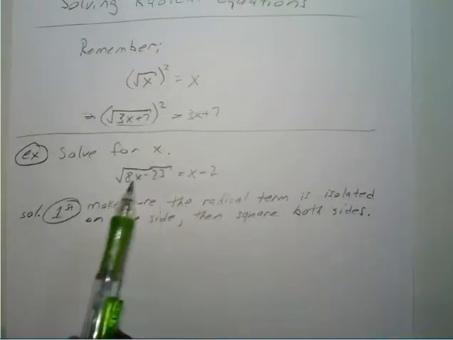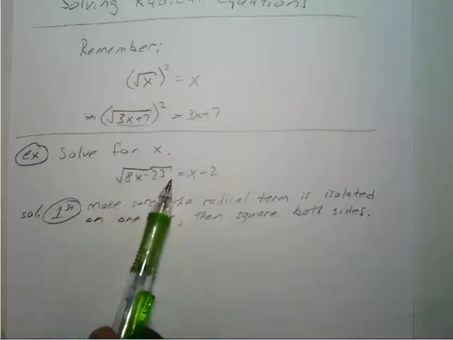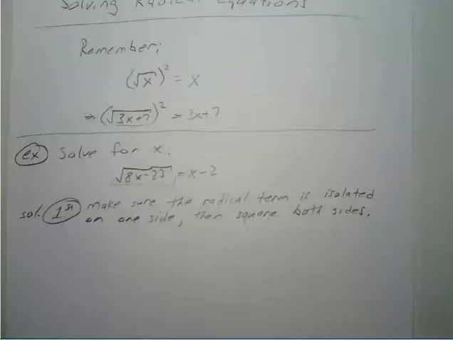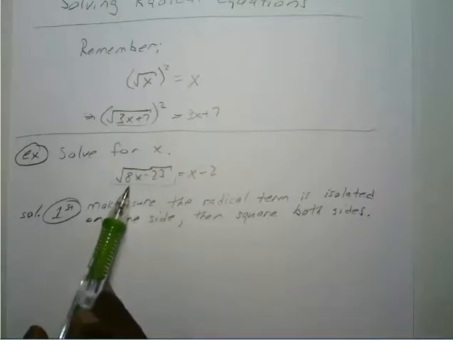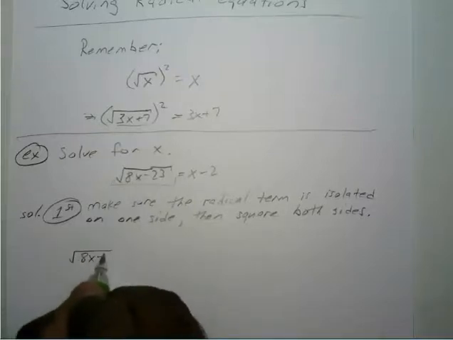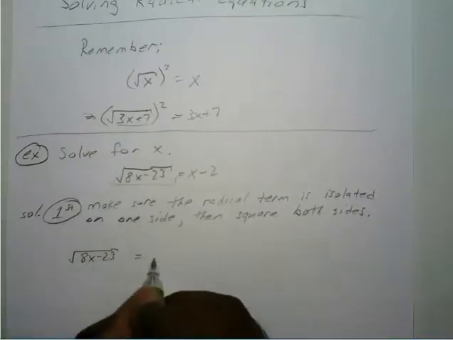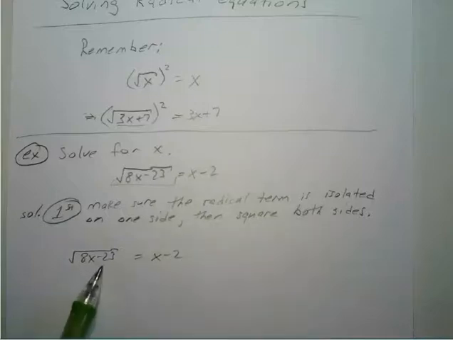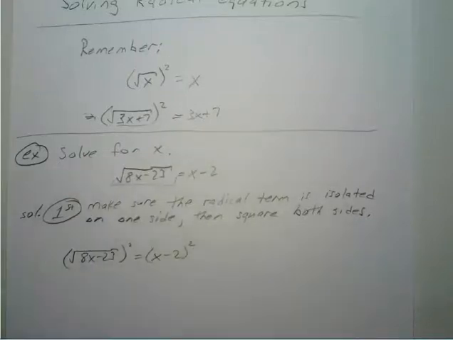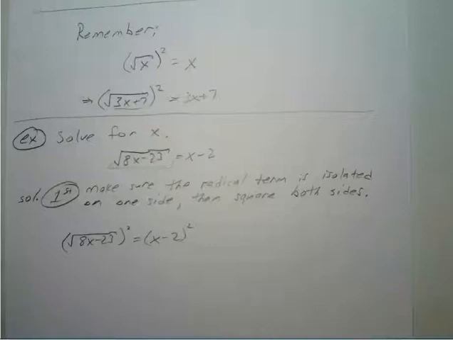In this case, the square root of 8x minus 23 is the only term on the left-hand side of the equal sign, so it's already isolated and we don't have to do anything here. So if you have the square root of 8x minus 23 equals x minus 2 and you have an isolated radical, we go ahead and square both sides. Once again, our exponent and square root cancel each other out.